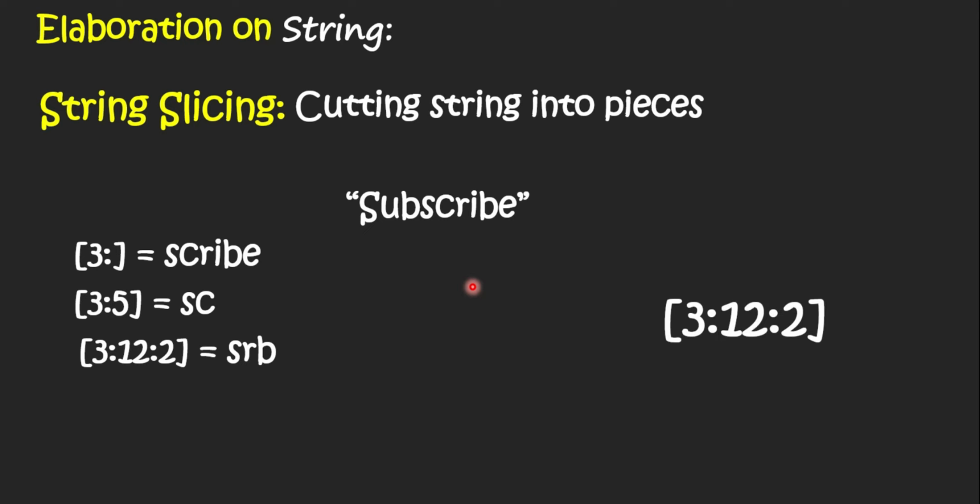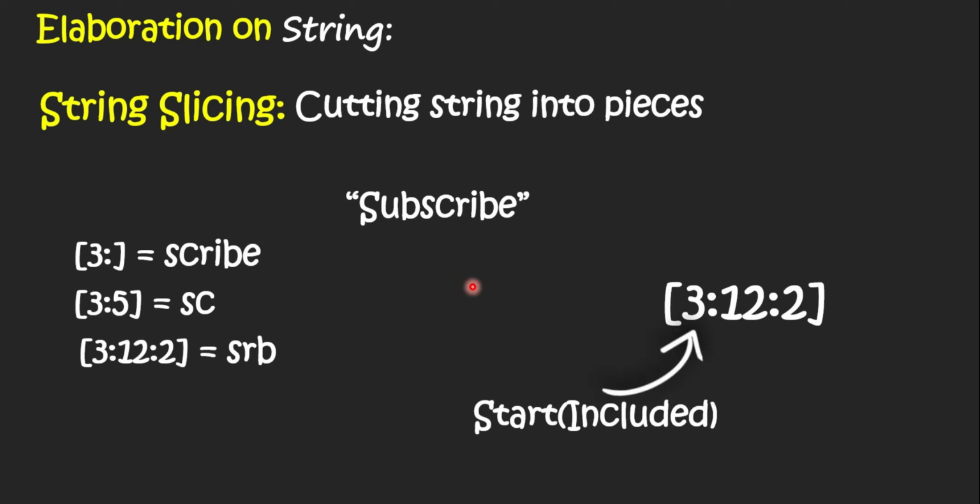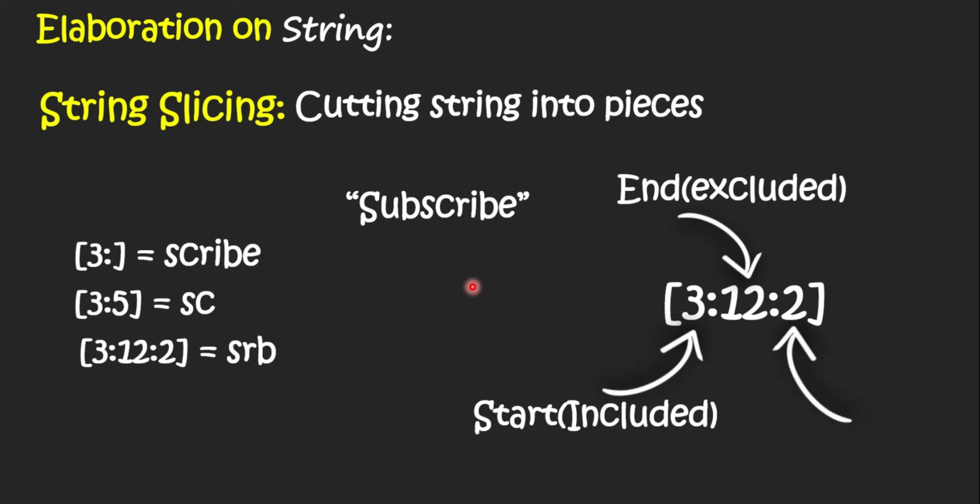Okay, so let's have a deeper understanding of this syntax. So 3 is the starting position which is included. 12 is the ending index position which is excluded, and 2 is the jump, or it is called step size. It would just jump 2 index positions forward. All right, it would just skip alternate positions.